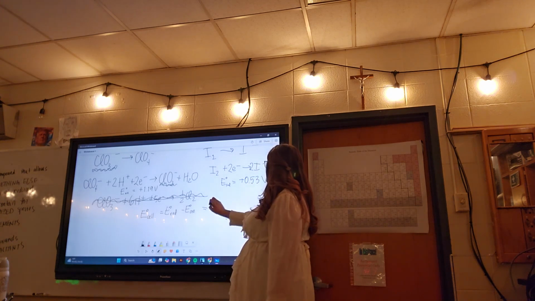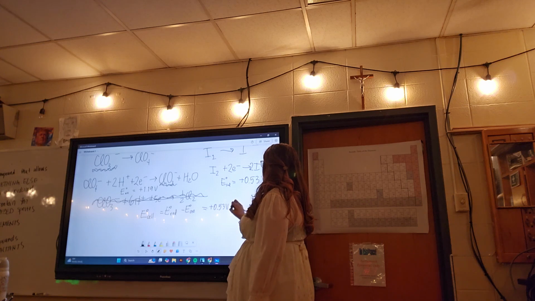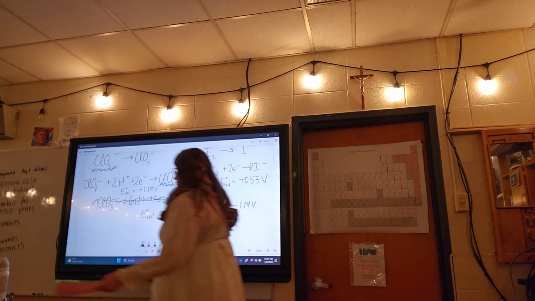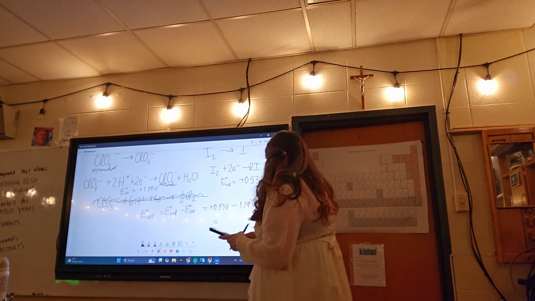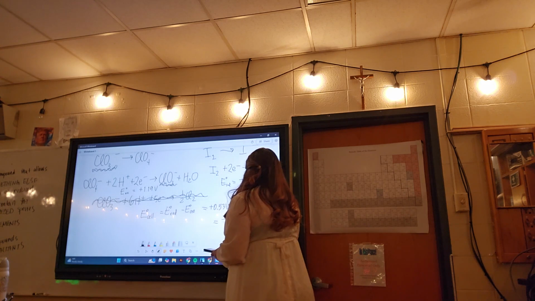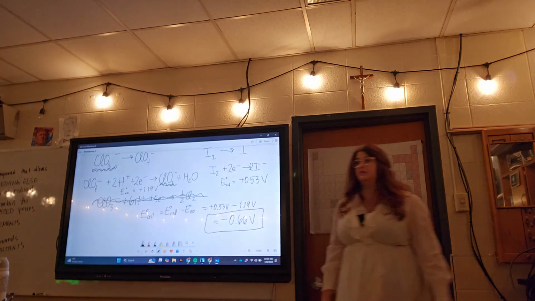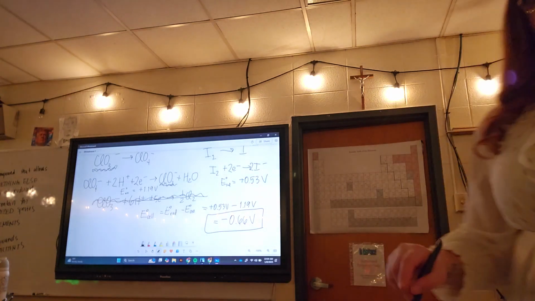So my reduction is plus 0.53 volts. I'm going to subtract my positive 1.19 volts. And my answer should be negative 0.66 volts. Here I calculated the cell potential. That's the first order of business that I need to do on my homework problem.